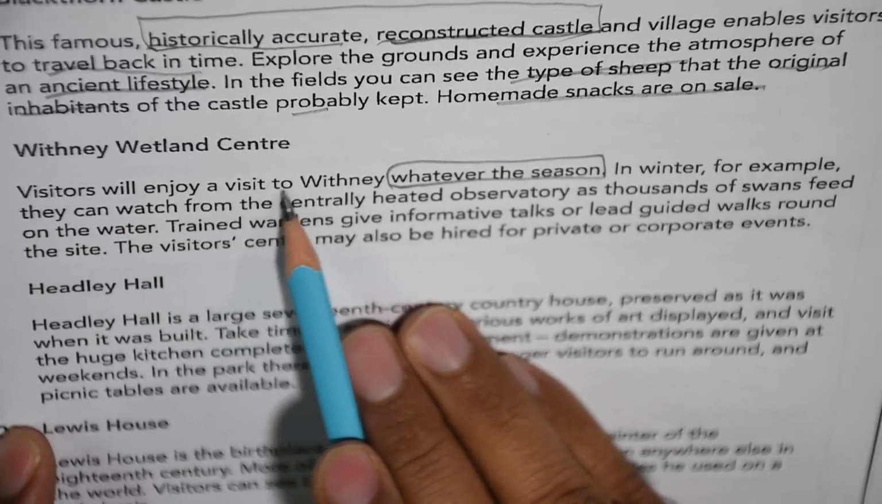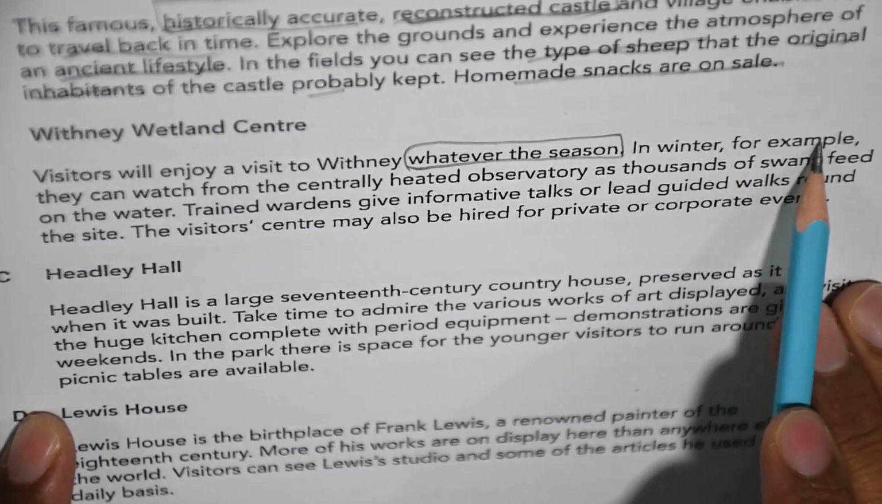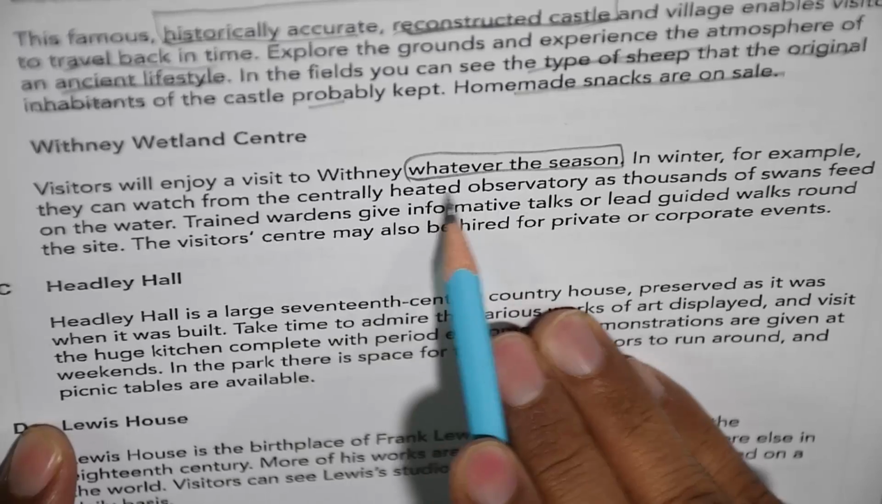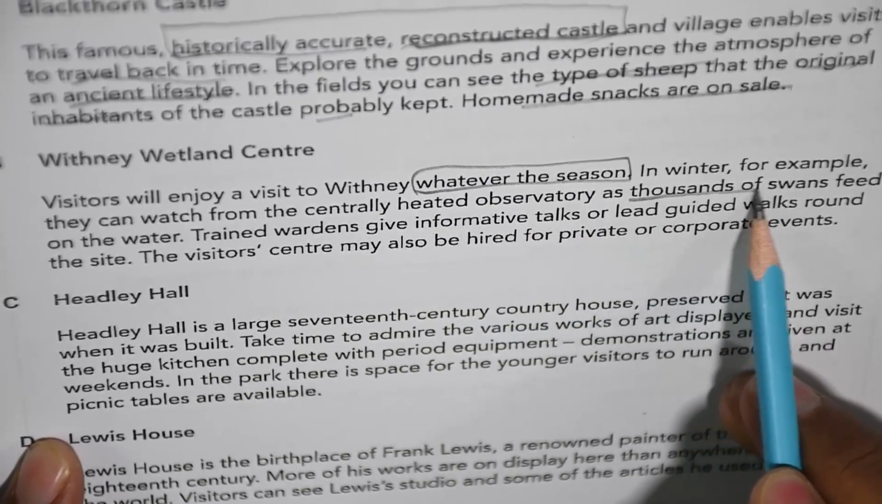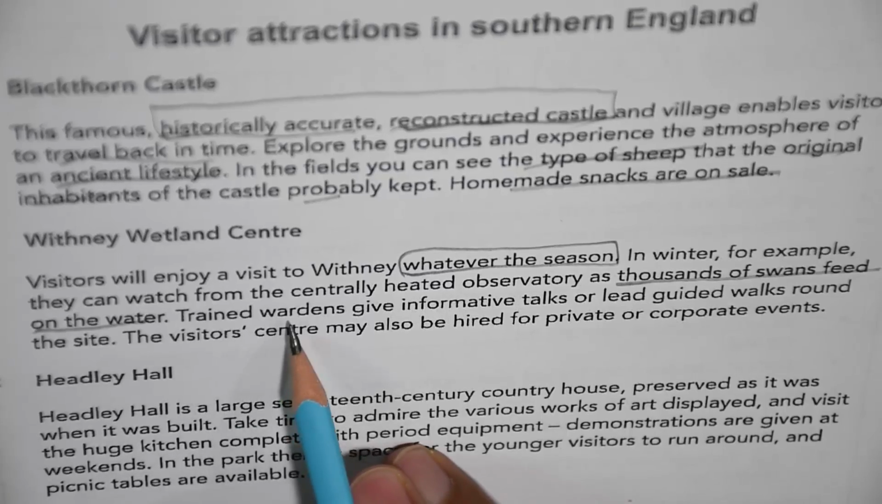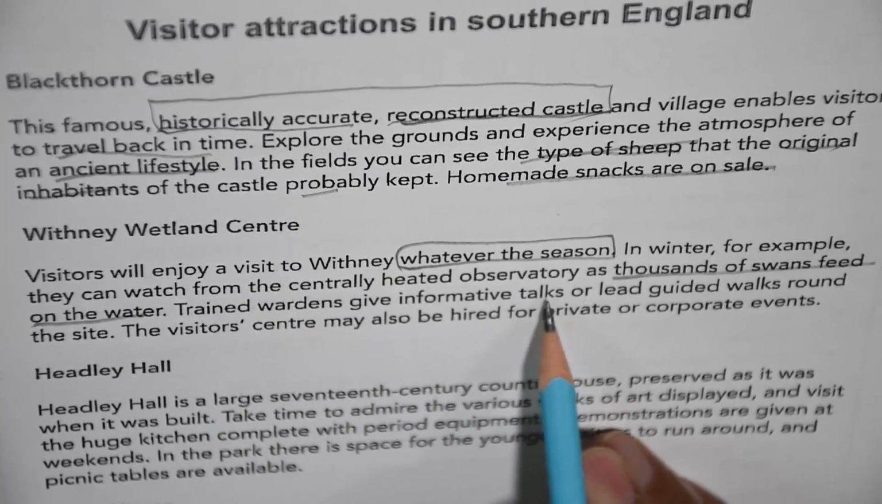Visitors will enjoy a visit to Whitney whatever the season. In winter, for example, they can watch from the centrally heated observatory as thousands of swans, now swan is a bird, feed on the water. Okay, that's right. Trained wardens give informative talks. Now we didn't read anything about trained wardens.